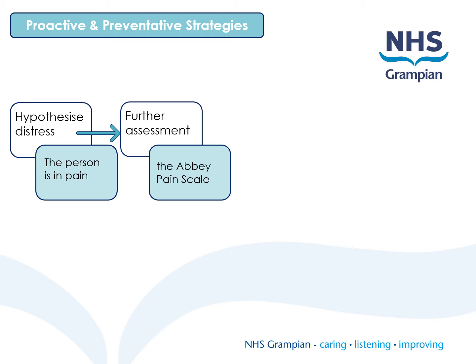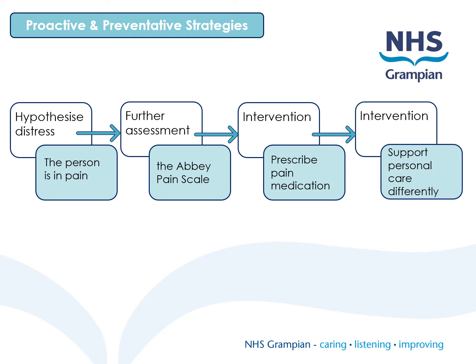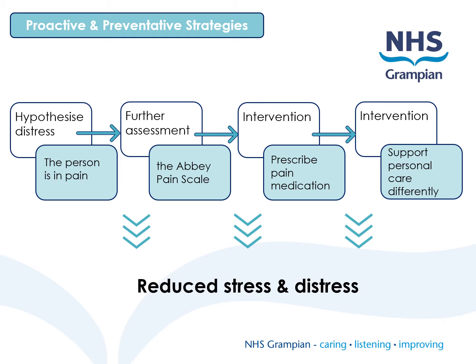Once we have established an informed hypothesis of the person's distress, we can then consider person-centred, proactive and preventative strategies to put into place. In our example, as we established that the person was likely experiencing pain, medical staff prescribed pain medication to be taken regularly, and care home staff also supported the person's personal care differently when assisting them with showering and toileting. We found that these proactive and preventative strategies led to reduced distress for both the individual and the staff team supporting them.